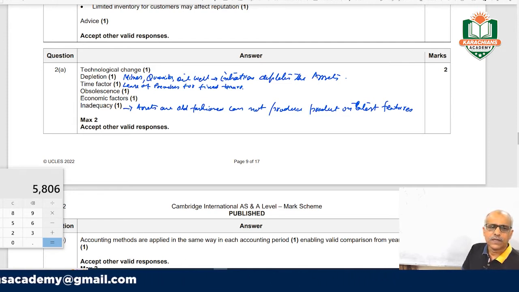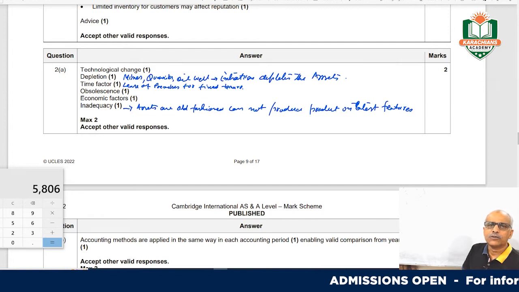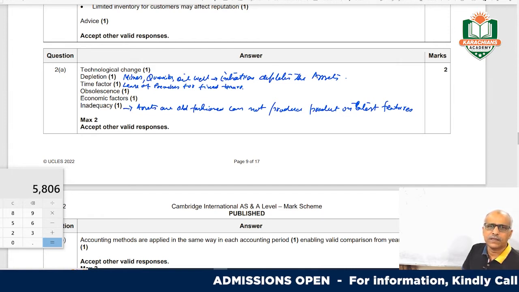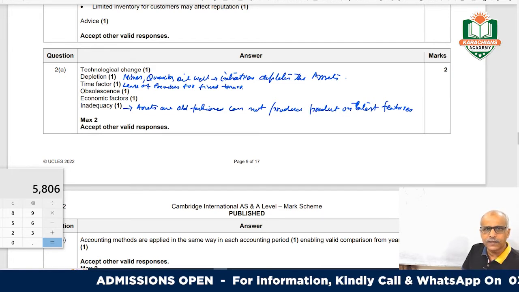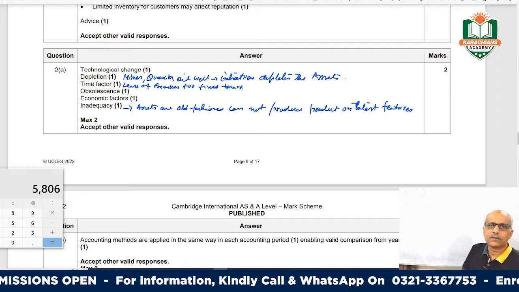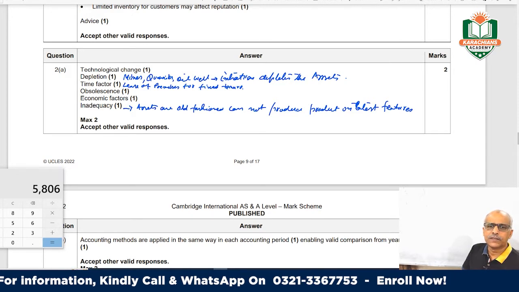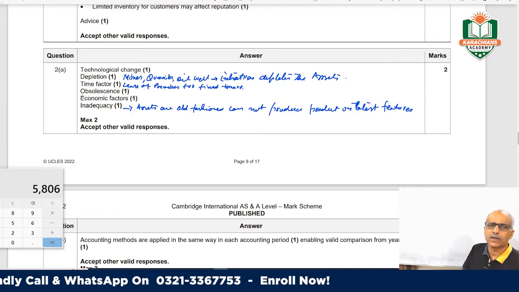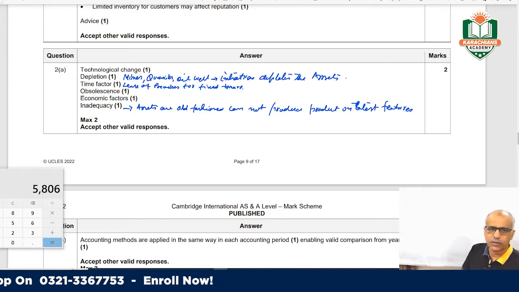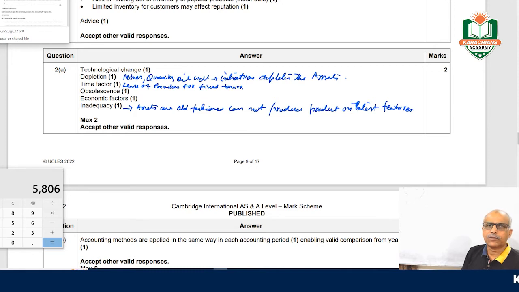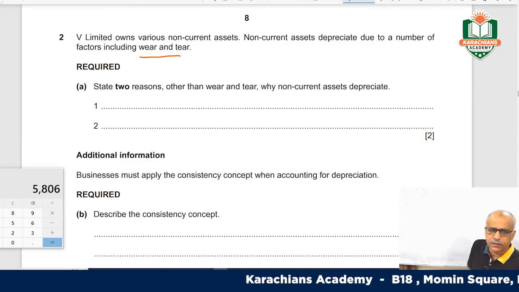Obsolescence, economic factors, and inadequacy. When your machines or your assets are inadequate, you cannot use them to produce. Either they are old fashioned, or they cannot produce the new featured products. So there are a lot of factors. You can refer to the marking scheme for such small theoretical questions.